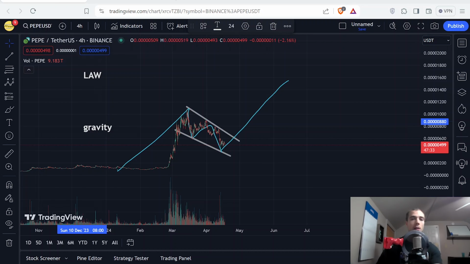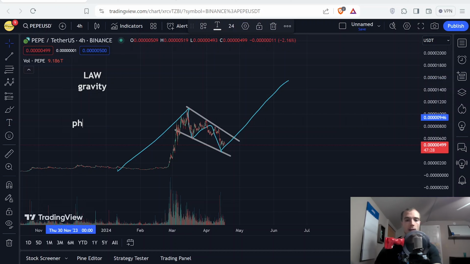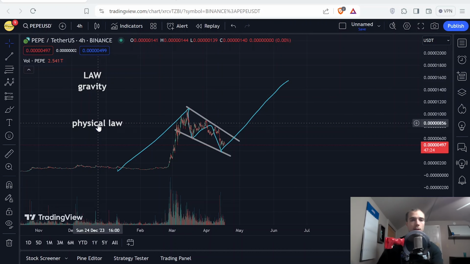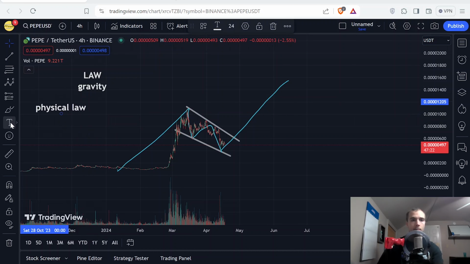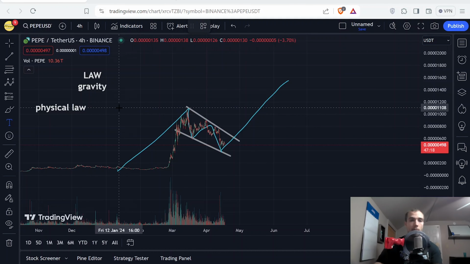Human emotion is also dependent on physical law, right? And so that human emotion that we experience when we're trading is dependent on physical law. And if you abide by the laws of trading, you're profitable.